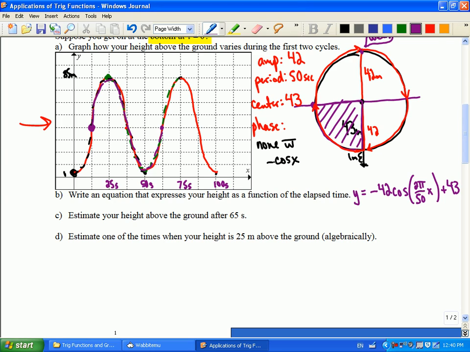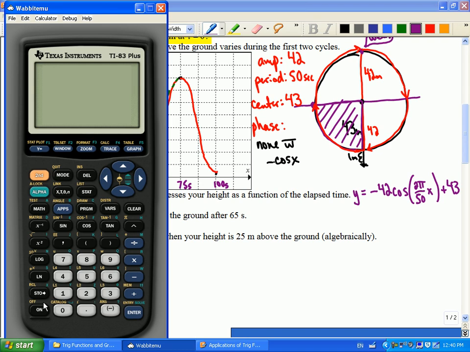And yes, you could reduce your fraction to pi over 25. Of course, you can do that. So how high do you think that person would be at 65 seconds? Let's use our model to predict that. We don't have to take a guess here. We can actually tell you exactly what it is.